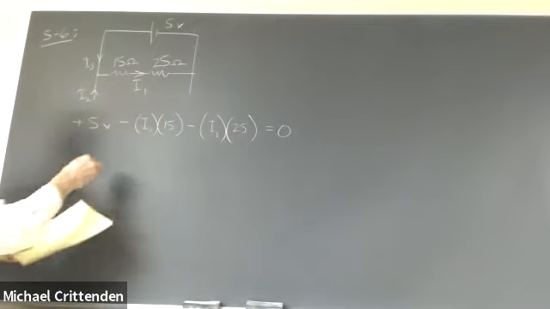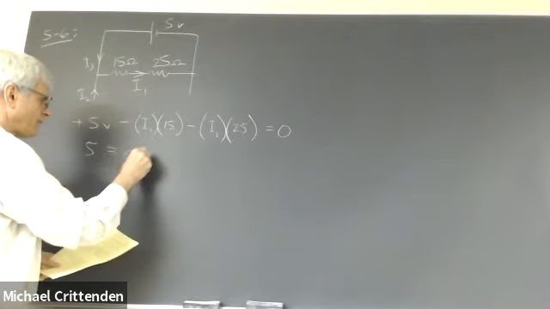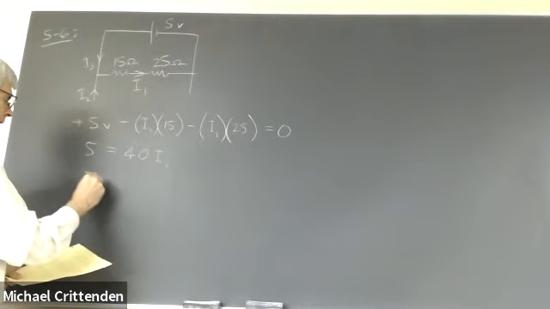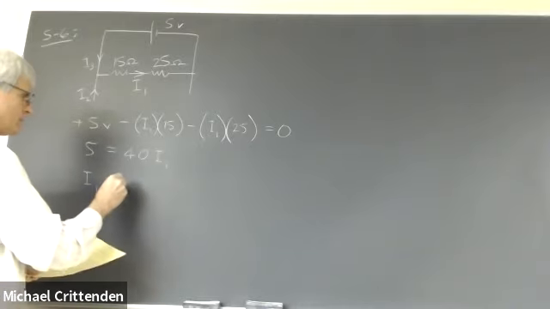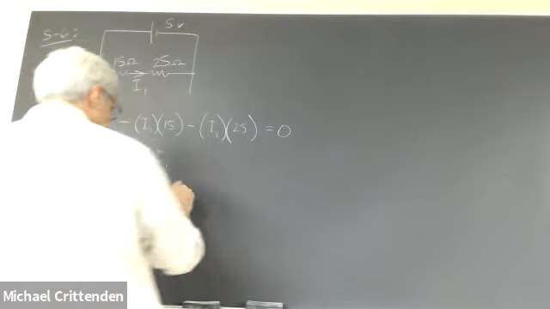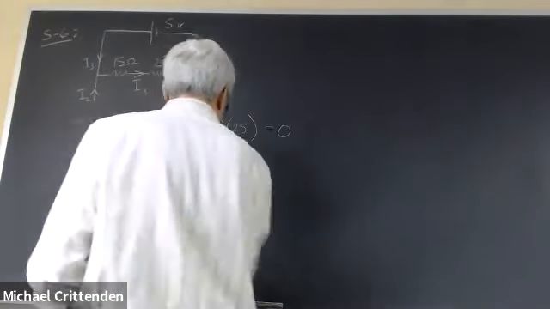So you just finish the math. 5 volts equals 40 times I1. I1 equals 5 over 40, 0.125 of an amp.